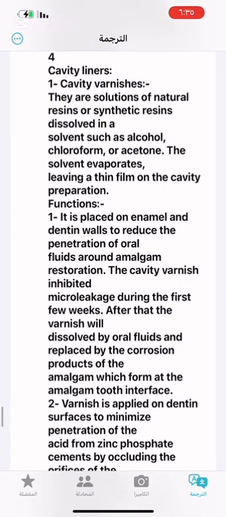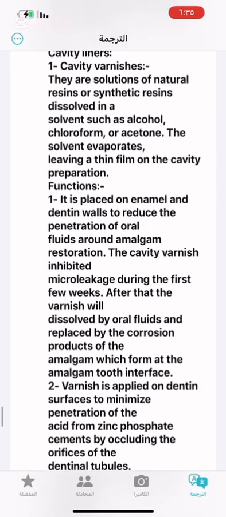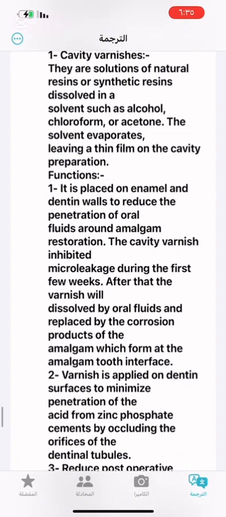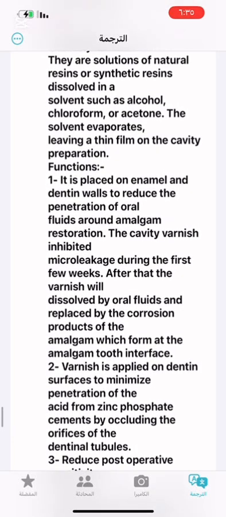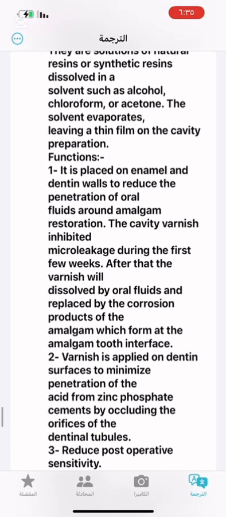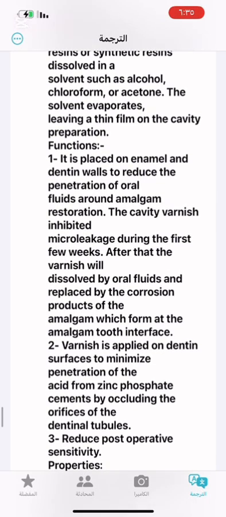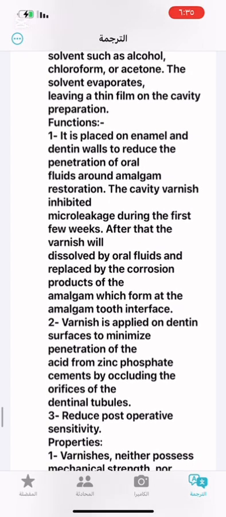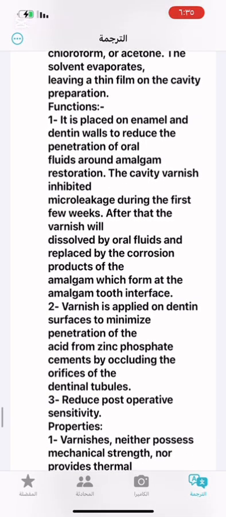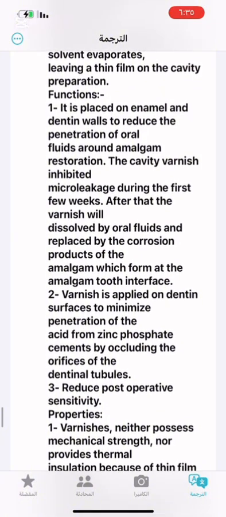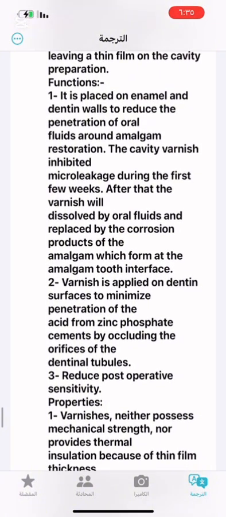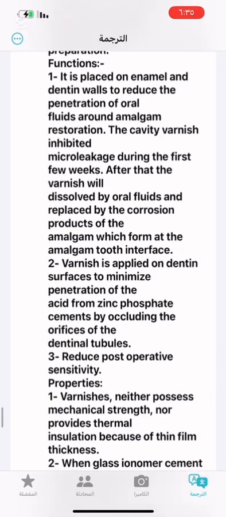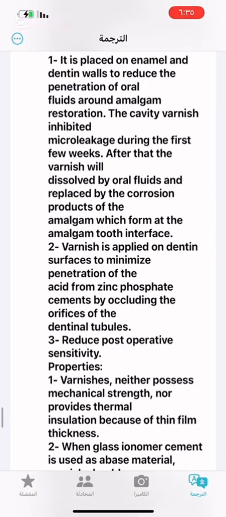4. Cavity liners. 1. Cavity varnishes. They are solutions of natural resins or synthetic resins dissolved in a solvent such as alcohol, chloroform, or acetone. The solvent evaporates, leaving a thin film on the cavity preparation. Functions: 1. It is placed on enamel and dentin walls to reduce the penetration of oral fluids around amalgam restoration.